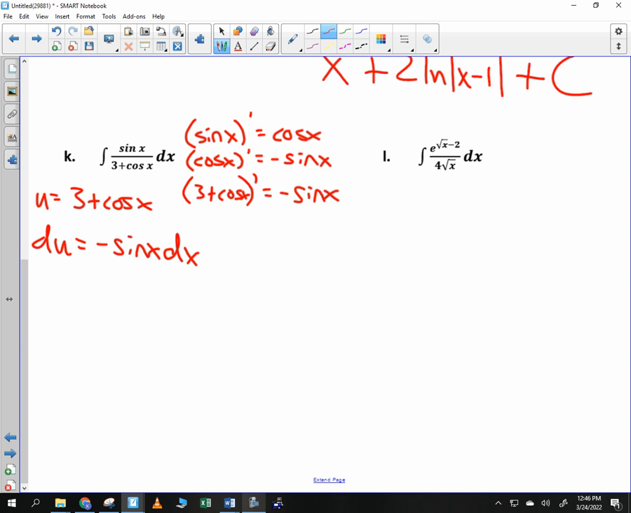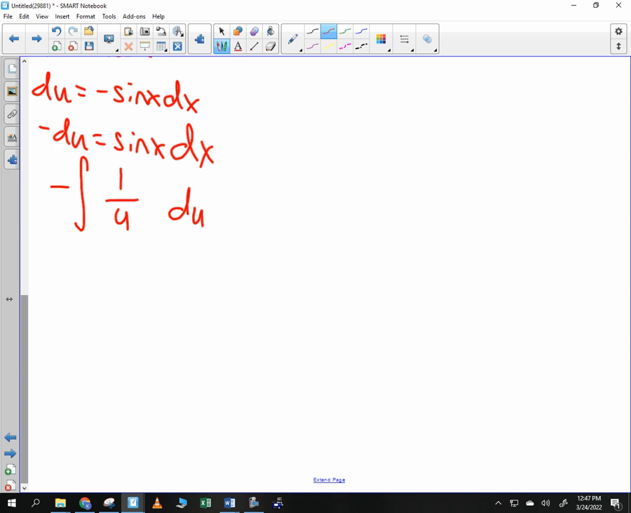So what do I need to do now? Yeah, divide by negative, so you get negative du is equal to sine of x dx. Do we now have the appropriate substitution? Yeah, you sure do. So we're going to substitute and say negative integral du over u, one over u. What is the antiderivative of 1 over u? Natural log. So you've got negative natural log of 3 plus cosine.